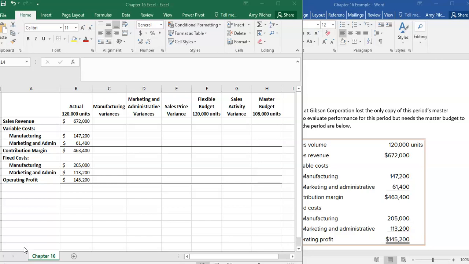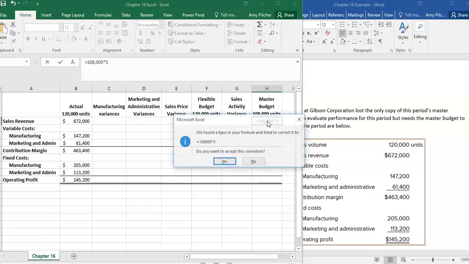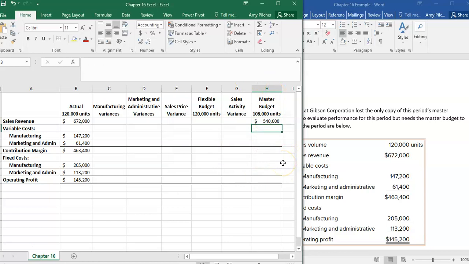So one of the first things that we have is that we plan to produce and sell 108,000 units at $5 each. So when we start creating our master budget, we're going to take information from this problem. So if we have 108,000 units times $5 per unit, that gives us our sales revenue for our master budget of $540,000.